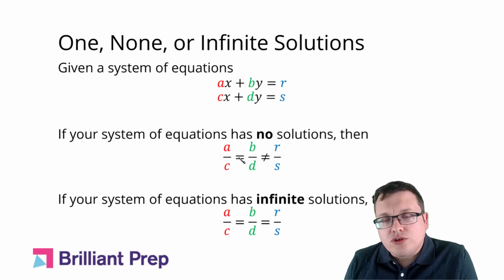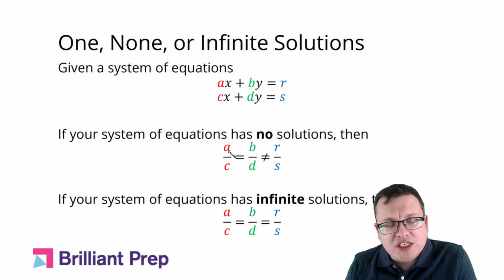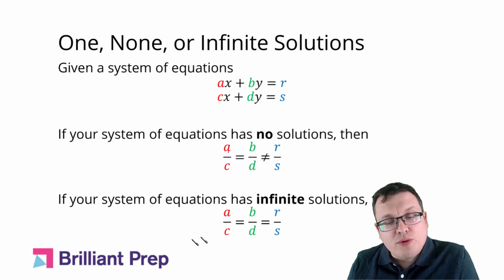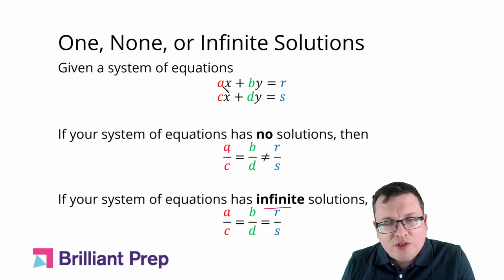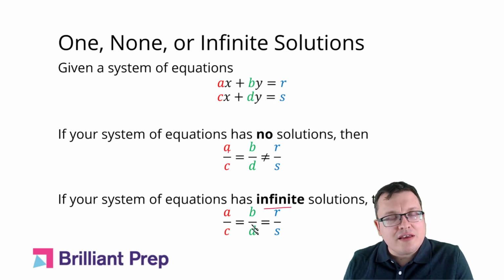For the case of no solutions, you want these coefficients, a, b, c, d, to be in proportion. So we want the ratio of a to c to be equal to the ratio of b to d. But we do not want that to be equal to r to s, because if it's equal to the ratio of r to s, that's when you have infinite solutions. So just remember, for no solutions, you want the ratio a to c, b to d to be equal, but not equal to r to s. And if it's infinite, a to c and b to d and r to s, those ratios should all be equal.